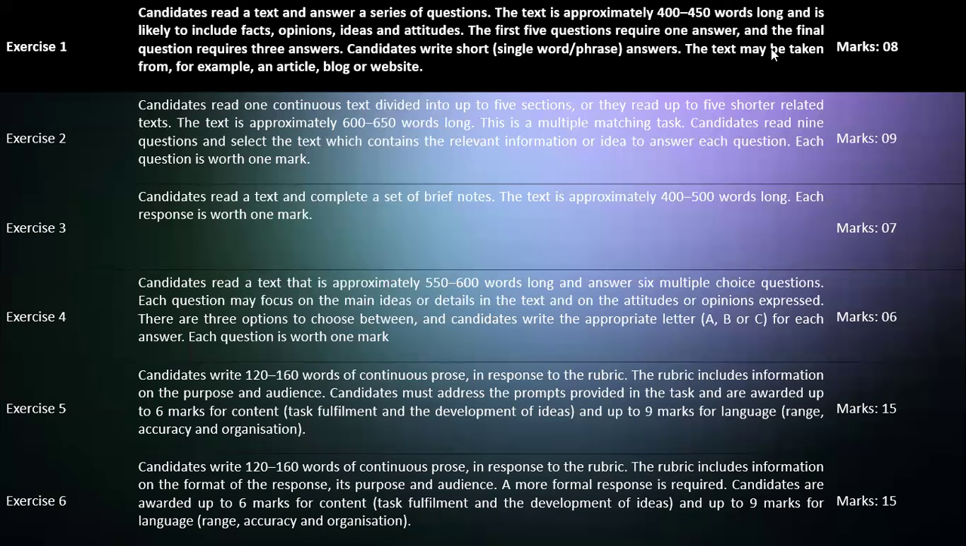Then you will have exercise number 2, where you are supposed to read one continuous text which would be divided into up to 5 sections. You are supposed to read the text. It can be 5 shorter related texts, or it can be one continuous text. Overall, the word limit for the text is going to be 600 to 650.